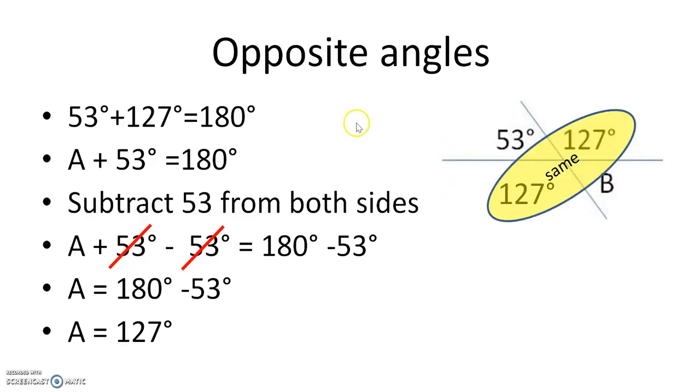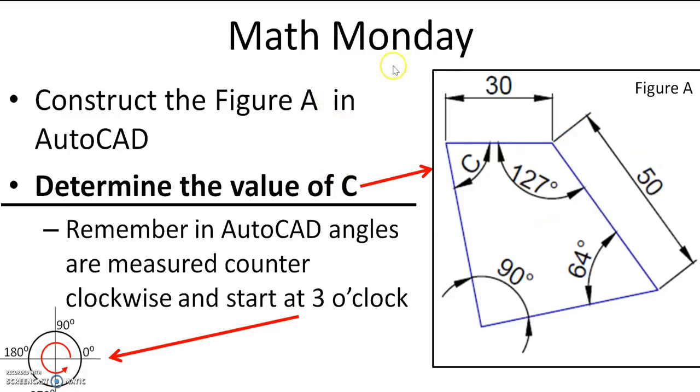Okay, so that means you can get on your Math Monday, which says construct this figure in AutoCAD and determine the value of C. A couple things to remember. One is opposite angles. You're going to have to know those to construct this. And also remember that AutoCAD angles are measured from the 3 o'clock position on the clock and counterclockwise until it's 360 again. If you think about those two things, opposite angles and this, you'll be able to construct this.